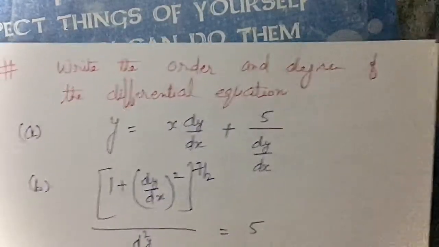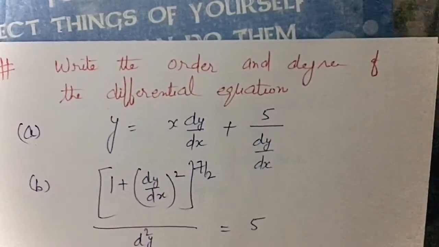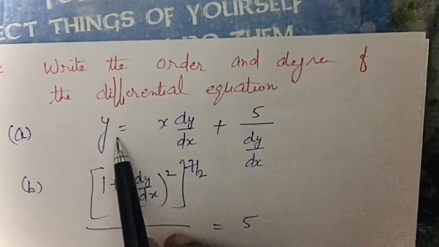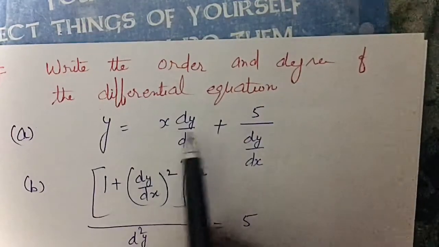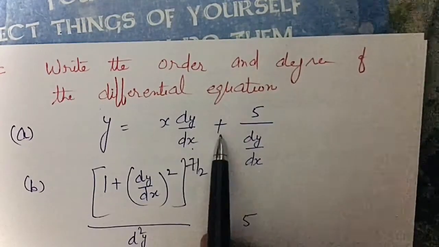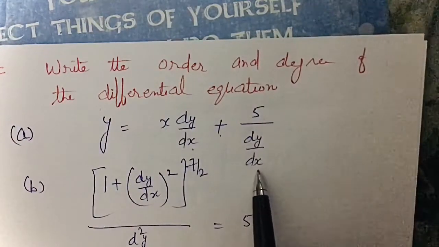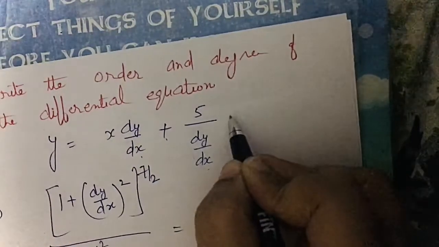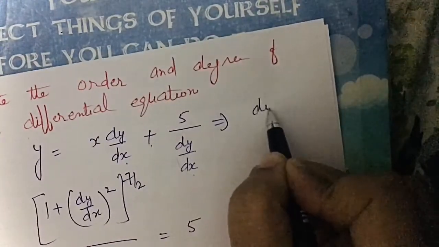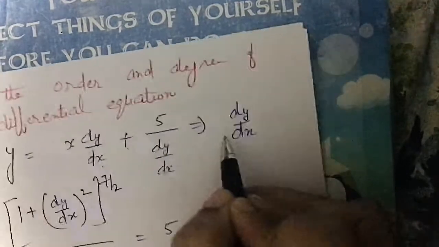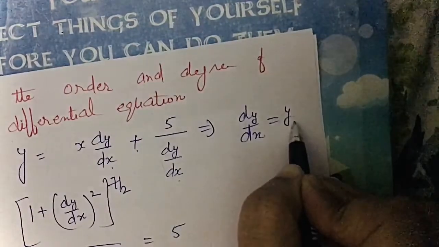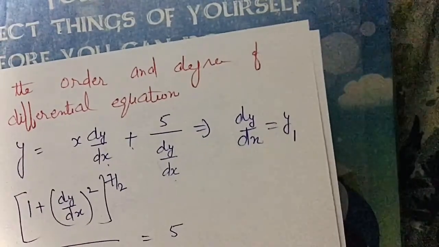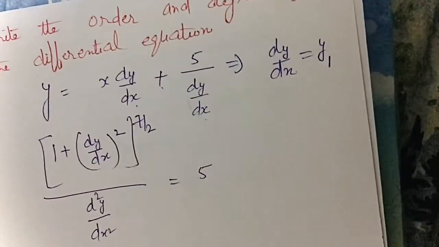Now we are having this example. Write the order and degree of the differential equation. In the first example, I am having y is equal to x into dy upon dx plus 5 upon dy upon dx. Here, let us take dy upon dx is equal to y1. We can replace dy upon dx with y1 or y dash. It is the notation for the first order derivative.